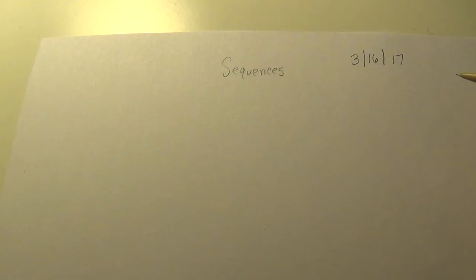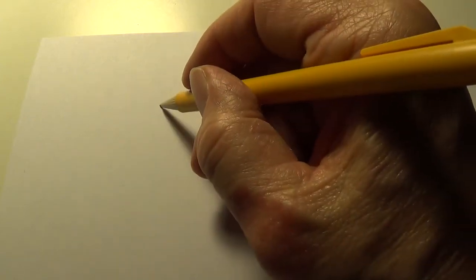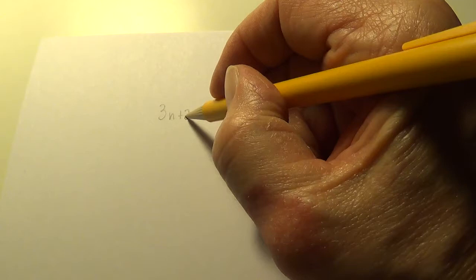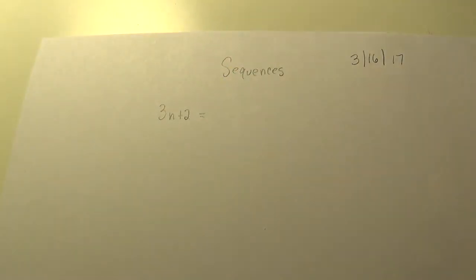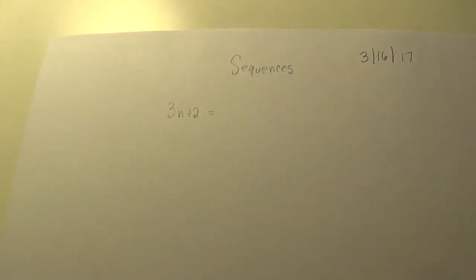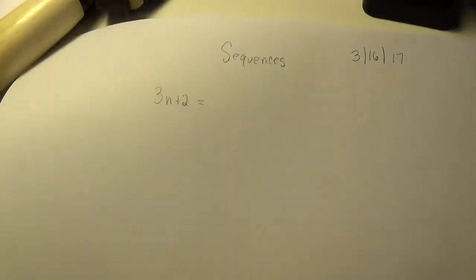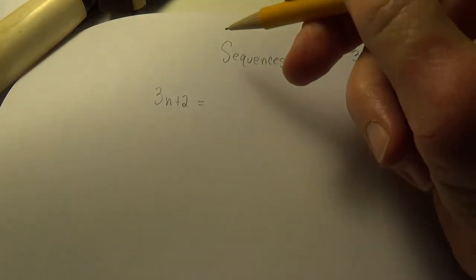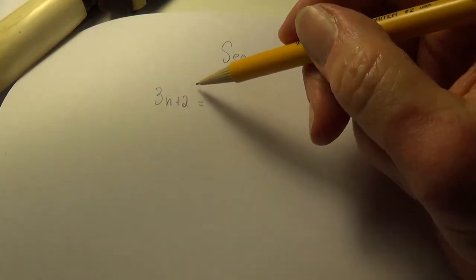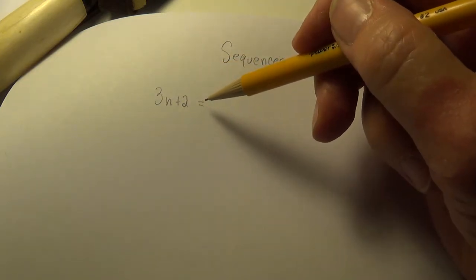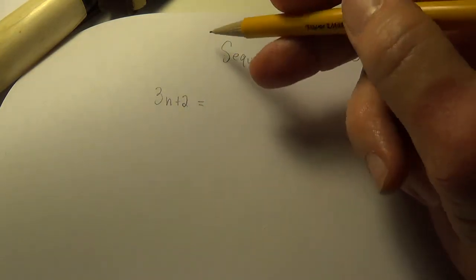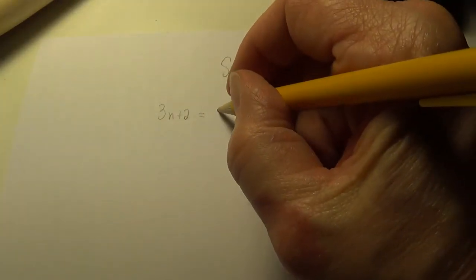And then we learned that there were rules or generators that created sequences. For example, we have, say, 3n plus 2. If that's going to generate the sequence, first we put in a 1, then we put in a 2, and so on. So when I put in a 1 into this generator, I'm going to get a 5. What will I get when I put in a 2?